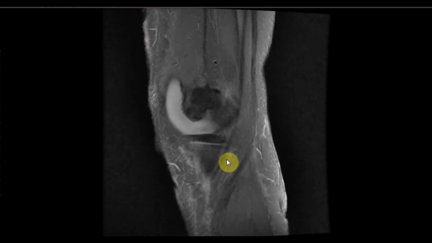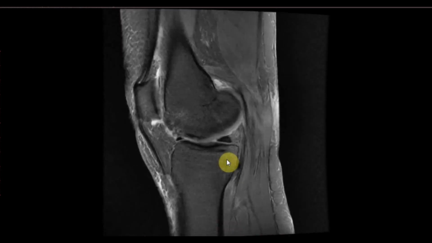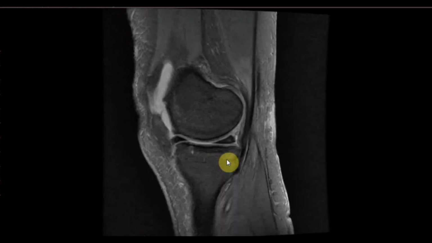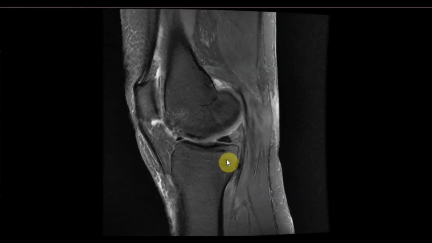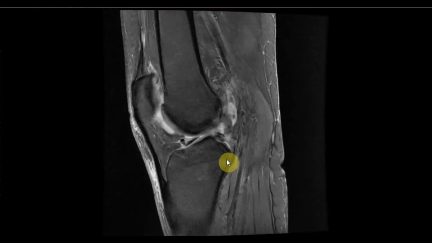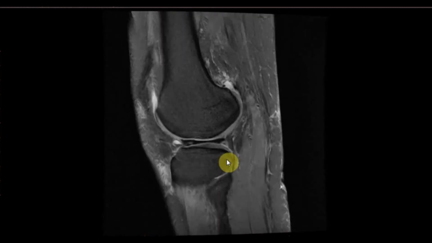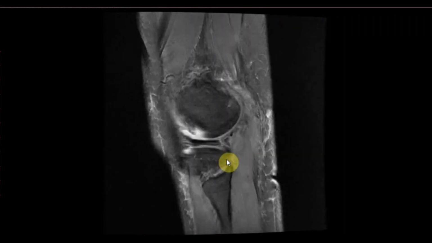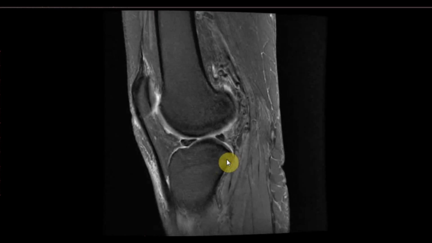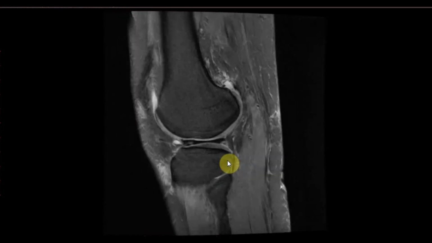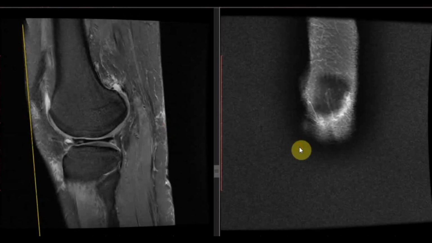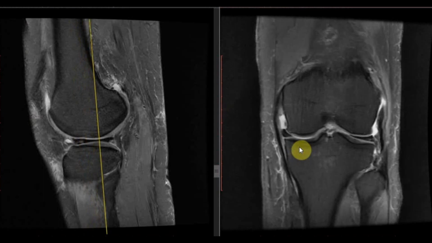This is the medial meniscus, which is showing intrasubstance hypersignal intensity in the posterior horn, which may be because of mucoid degeneration. This is the lateral meniscus, which is showing continuous bow tie appearance. So this is a discoid meniscus. We can confirm this in coronal plane. So this is a discoid meniscus.